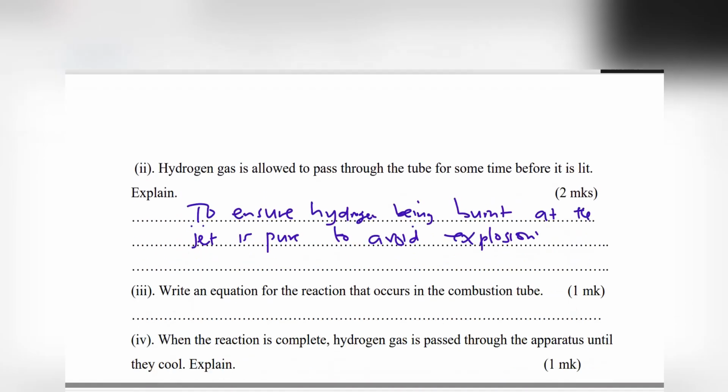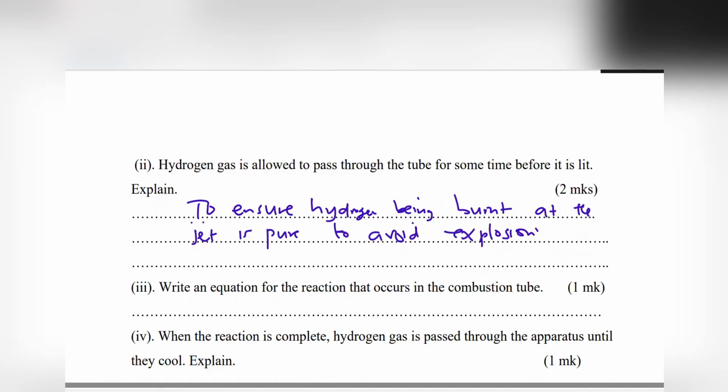We move down. Write an equation for the reaction that occurs in the combustion tube. Remember, we have hydrogen gas reacting with copper 2 oxide, and hydrogen being more reactive than copper, or being higher in the reactivity series, we remove the combined oxygen from copper such that we have copper metal, and of course hydrogen is oxidized to water, which is a liquid. The equation is automatically balanced.